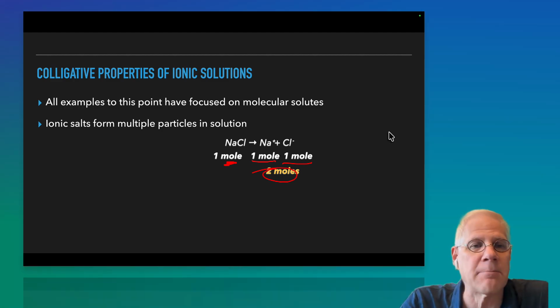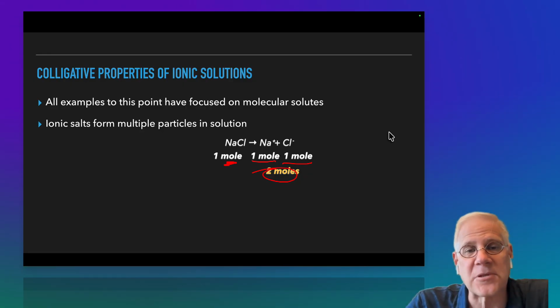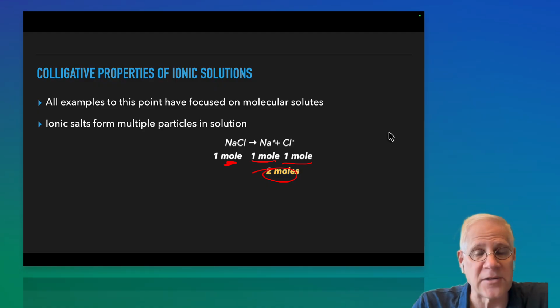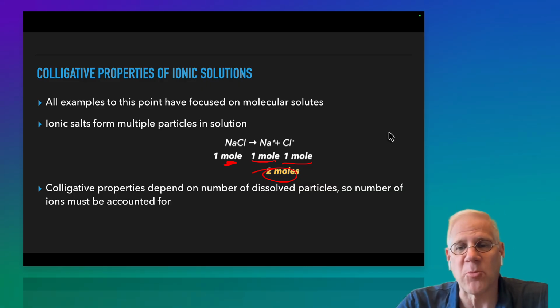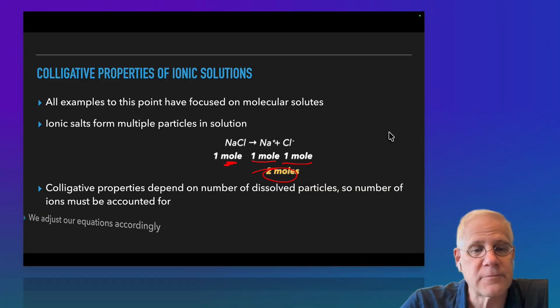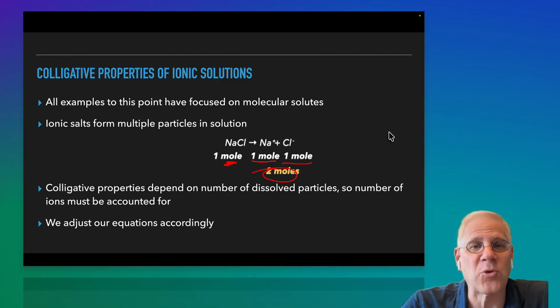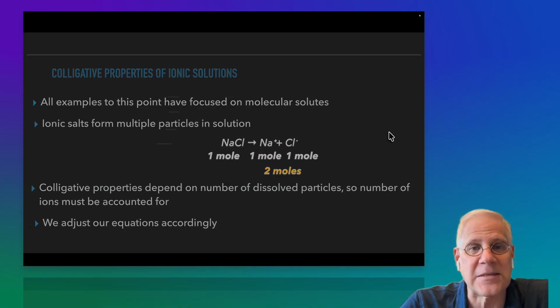And so we have to keep that in mind anytime we're using an ionic salt, because ionic salts break up into several different particles, and you have to make sure that you keep track of the number of particles that it will break up into. So you have to know what your ions are for an ionic salt. Now, we mentioned our colligative properties depend on the number of dissolved particles, and so you've got to account for all of those particles. We are going to adjust our equations accordingly so that when we have ionic solutions, we keep that in mind with the calculation of the molality, because really what we want is the molality of particles, not necessarily the molality of a particular entity.